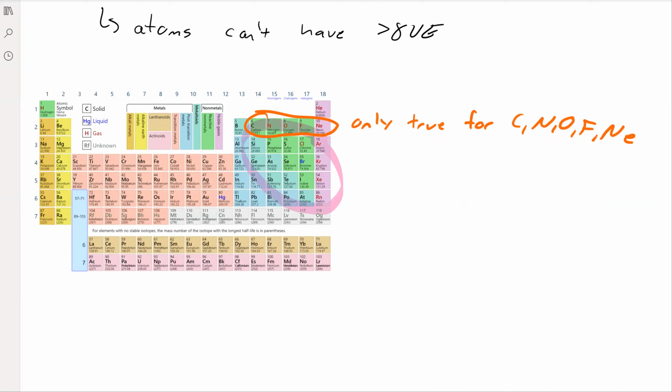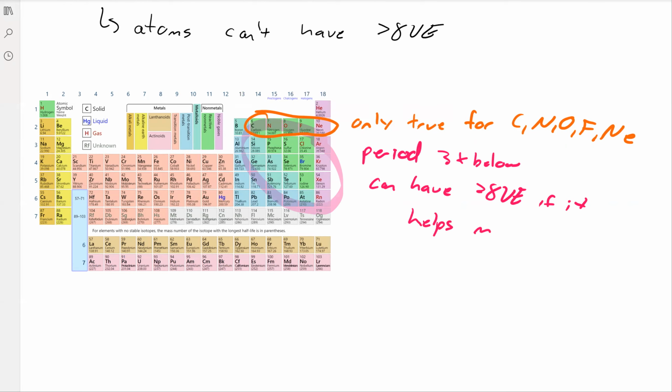Everything below it, so period 3 and below, remember that each period is 1 row. So period 3 is with all this stuff. And remember, since we're talking about covalent bonding, we're only talking about the nonmetals. Everything down here can have more than 8 valence electrons if it helps minimize formal charge.